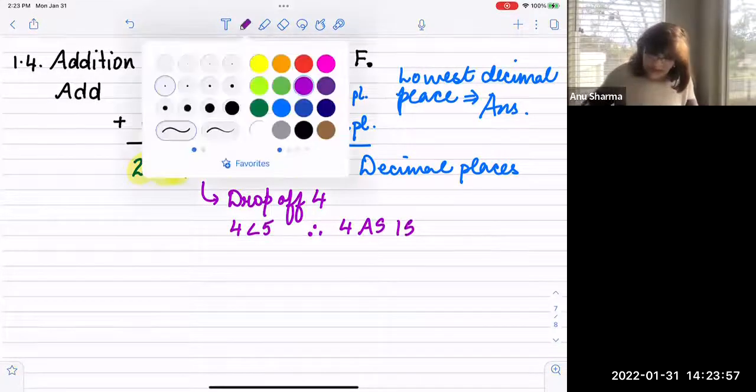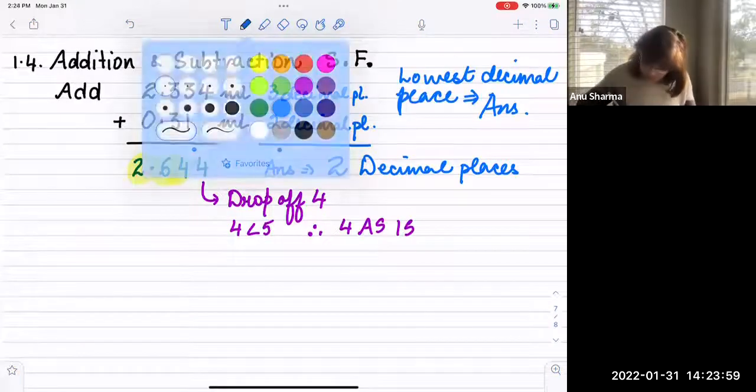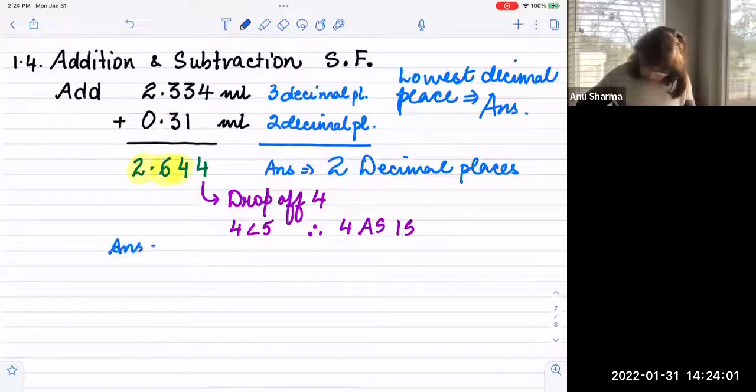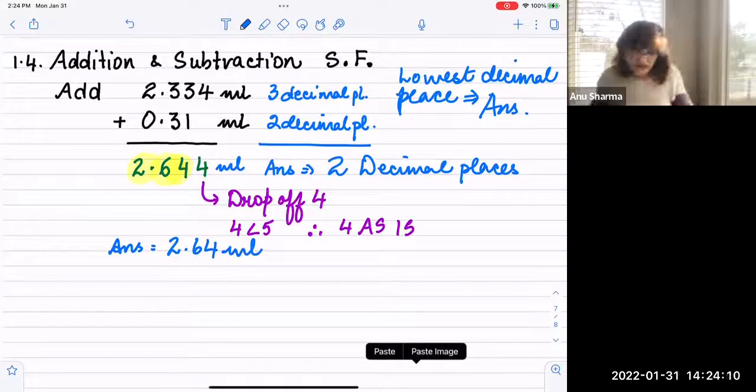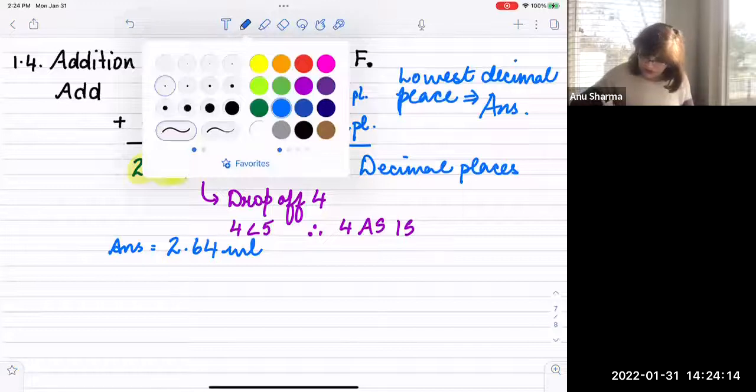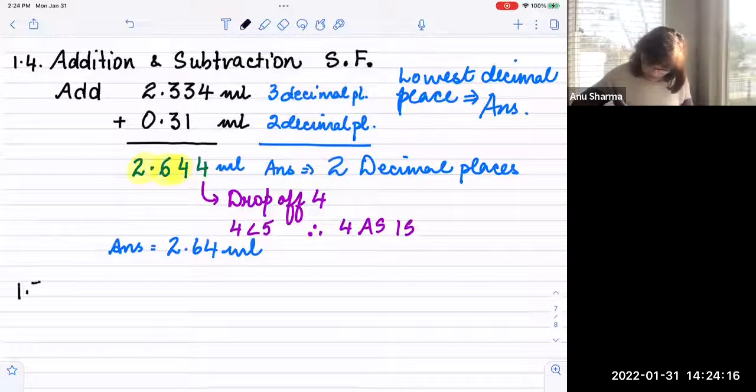Okay, so what is the answer? The answer is 2.64. And remember to put the units, milliliters. Okay, the same rule applies to subtraction also. So we will just continue moving on, and if you have any questions, you can always ask.